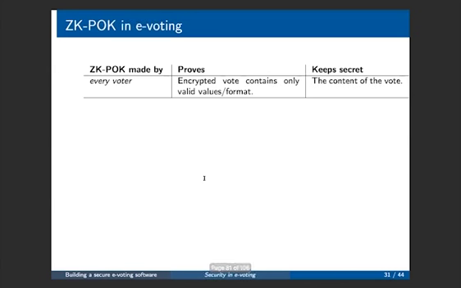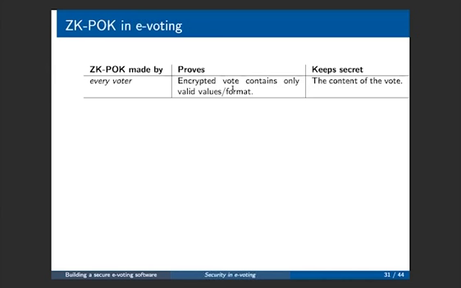Now, where are we expecting to use zero knowledge proof of knowledge in e-voting? It is expected to be used in different places and by different actors. For instance, we are expecting every voter to generate at least one zero knowledge proof of knowledge, proving that the encrypted vote contains a valid value. Since it is encrypted, it's nothing that anybody can check, because we would have to decrypt it to be sure. Therefore, it's something that only the voter can prove.